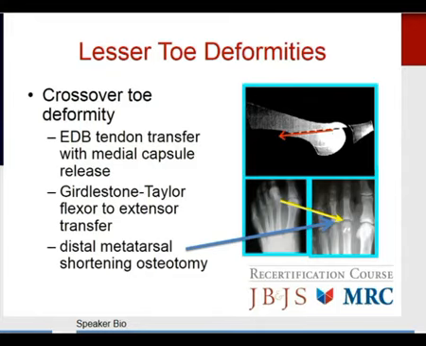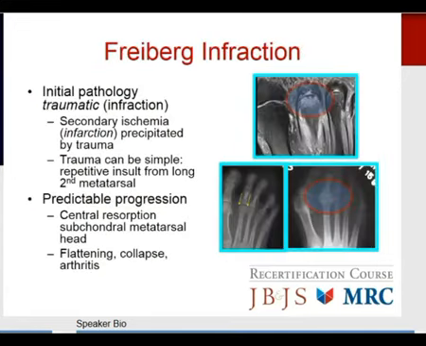But if it's rigid, if I can't simply passively correct it, then I have to do just like we talked about before. I have to take that metatarsal itself and shorten it to decompress the joint and allow it to articulate more effectively. Freiberg's infraction is a variation of arthritis. What it is, it's an infraction, right?